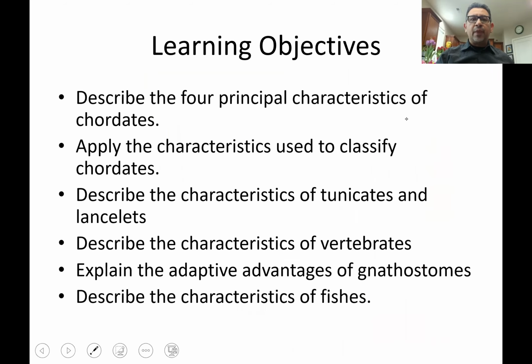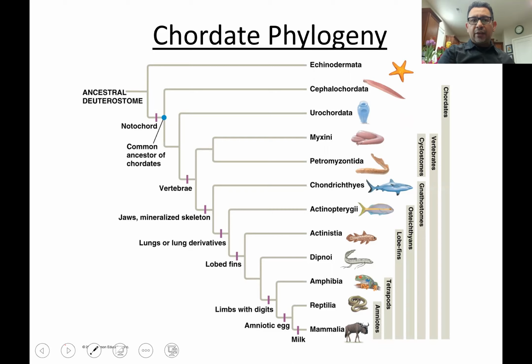name chordates, because if you go back and look at the learning objectives for the class, the second objective says apply the characteristics used to classify chordates. And what I mean by this is that I want you to be able to look at characteristics that are important for the classification of chordates, like the ones that appear in this phylogenetic tree, and make those connections.